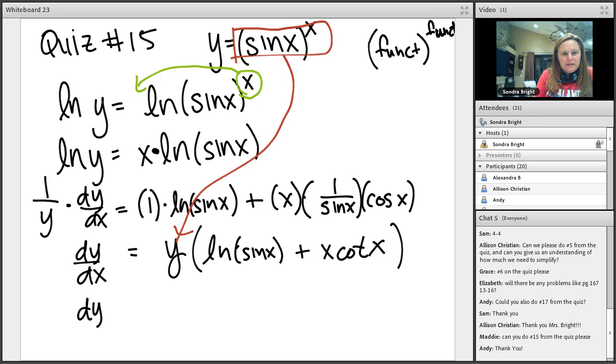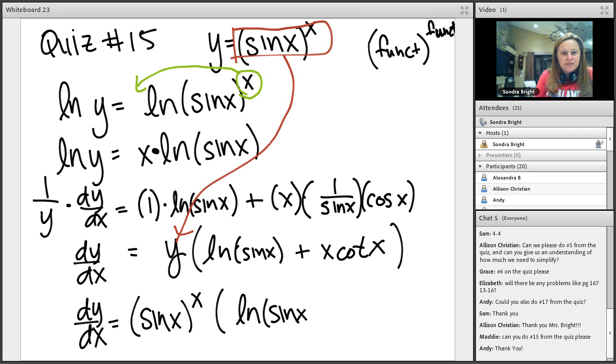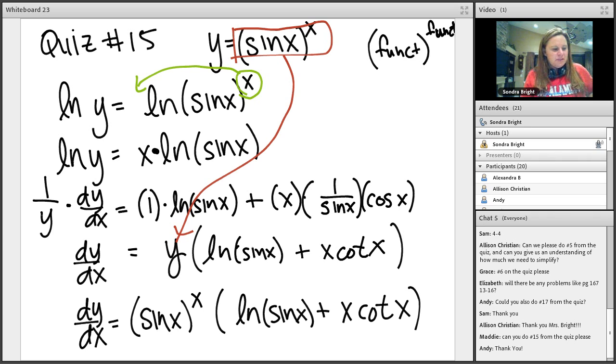And so your final answer is sine of x to the power of x, times the natural log of sine of x plus x times cotangent of x. That's messy enough. You could distribute, but I would leave it just like that and not make it worse.